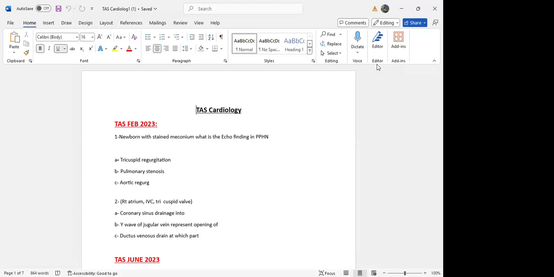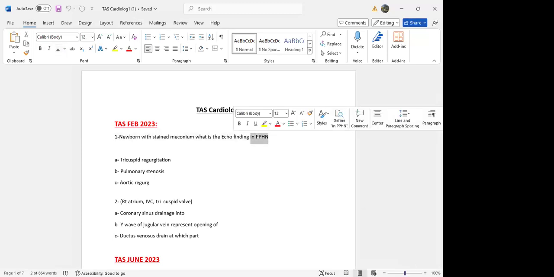Okay, next, the first question: the newborn with the stained meconium. So it's a meconium aspiration. What is the echo finding in the PPHN? PPHN we have already discussed in detail. So what is the finding? Regurgitation. Yes, so that is why you have a tricuspid regurgitation.